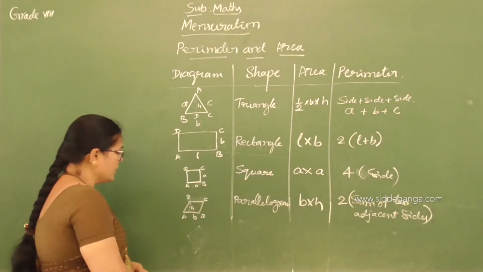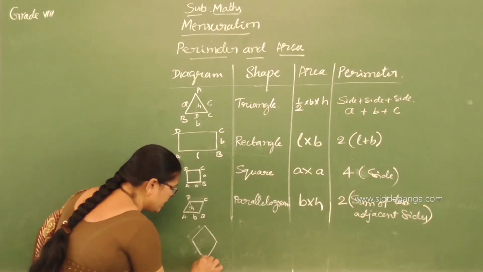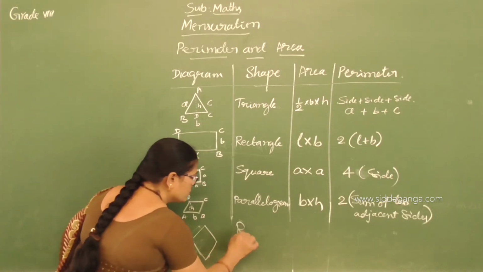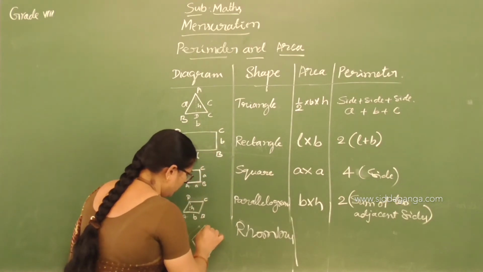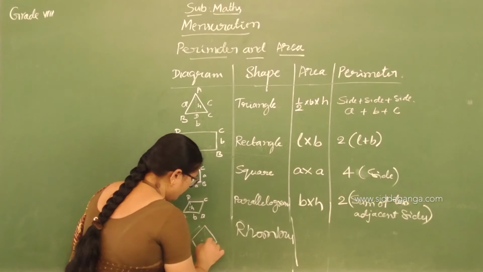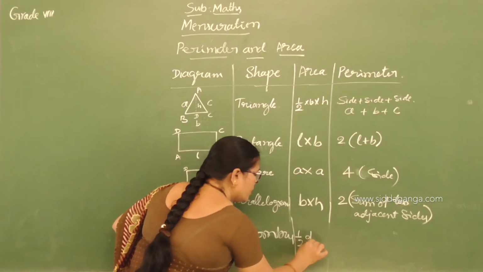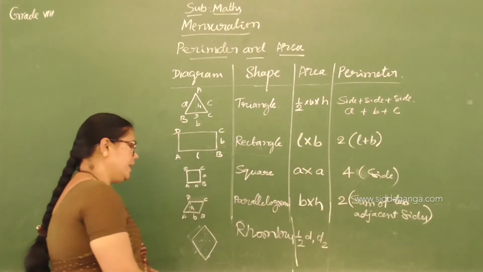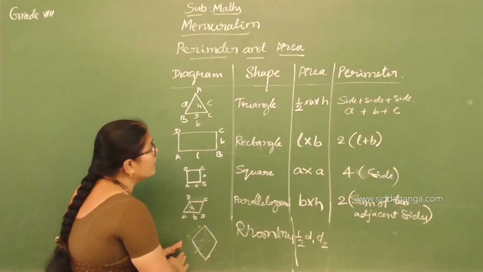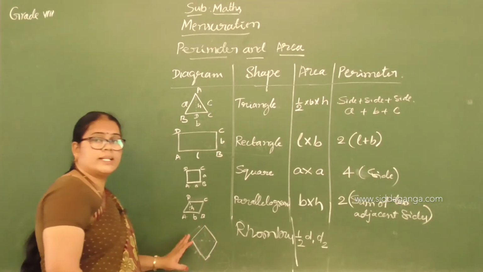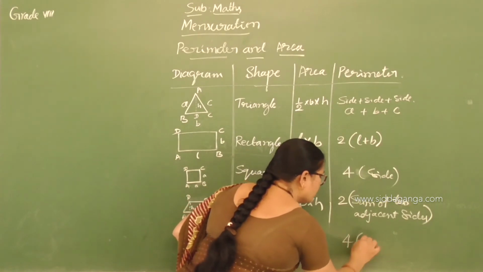Next, I can take the rhombus. What about the properties of the rhombus? In a rhombus, all sides are equal and the diagonals bisect each other. Here, area of the rhombus is equal to half into d1 into d2. Here d1 is one of the diagonals, d2 is the other diagonal. Next, what about the perimeter of the rhombus? Here also all 4 sides are equal. So, perimeter of the rhombus is equal to 4 into side.